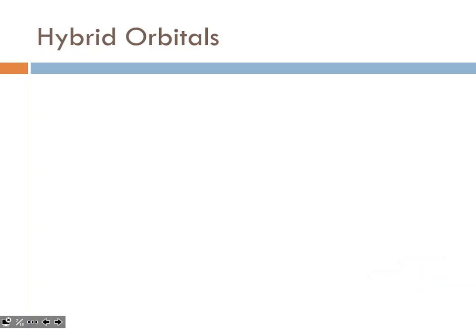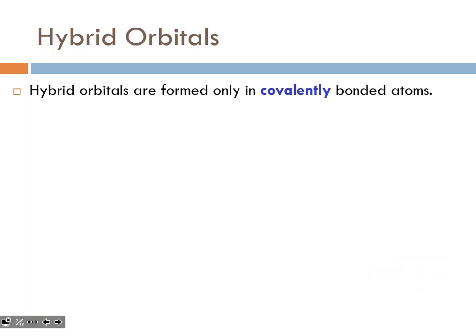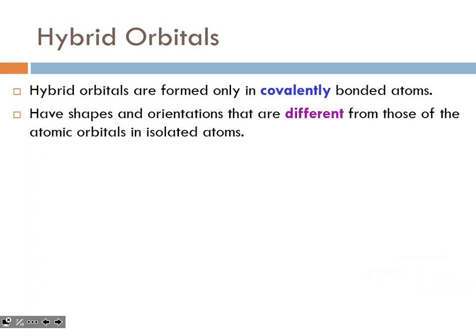All right, before we can get to the shapes, we need to talk about the hybrid orbitals that form around the central atom. Hybrid orbitals are formed in covalently bonded atoms. They have shapes and orientations that are different from those of the atomic orbitals in the isolated atoms.